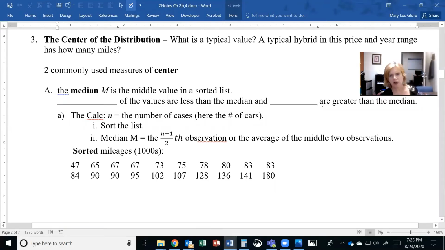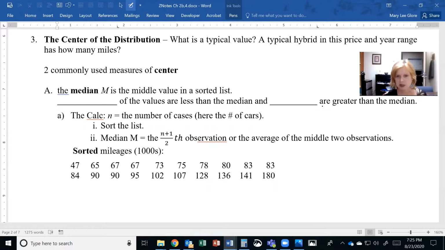So we talked about one aspect of the distribution of a quantitative variable, which was its shape. Another aspect has to do with the actual values that are underneath that histogram. One question we might ask is, what's a typical value? One of the examples we used was that list of hybrids. So we might want to know what's a typical price, or what's a typical year range, and what's a typical mileage for those cars that I picked out.